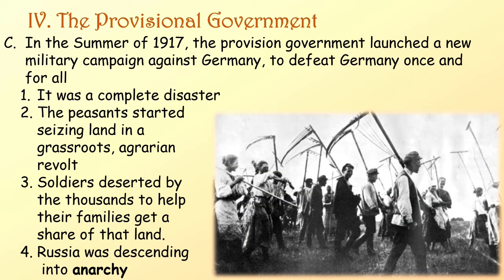In the summer of 1917, this provisional government launched a new military campaign against Germany to defeat Germany once and for all. It was a complete disaster. The peasants started seizing land in a grassroots agrarian revolt. Soldiers deserted by the thousands to help their families get a share of that land. And Russia was descending into anarchy.